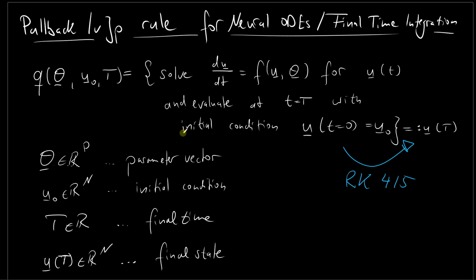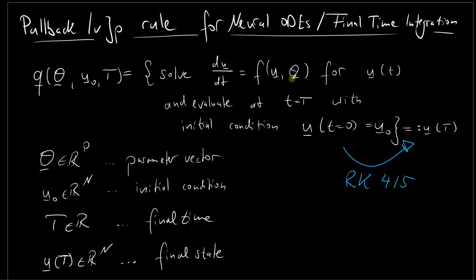In this video, we're going to derive the pullback or vector-Jacobian product rule for neural ODEs, or you might also call it the final time integration of ordinary differential equations. We want to frame this integration as a function here with the arbitrary name q, which takes a parameter vector theta, an initial condition u0, as well as a final time capital T, and then it is given somehow implicitly through the solution to an ordinary differential equation, which is in terms of the unknown u, and has a right-hand side which depends on u and the parameter vector theta.